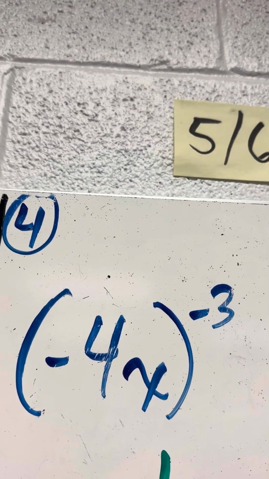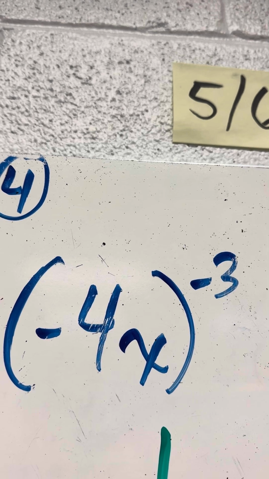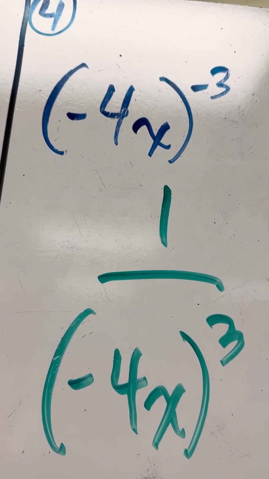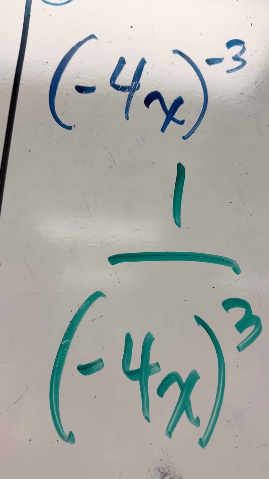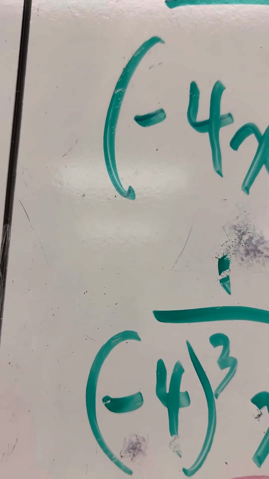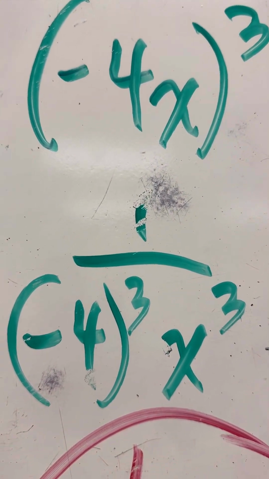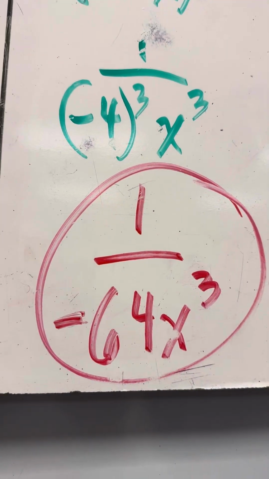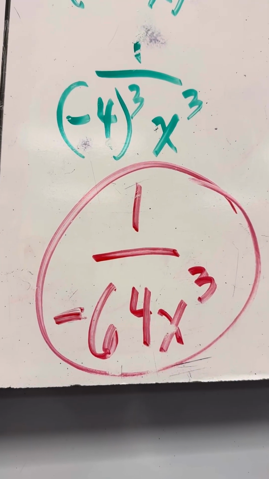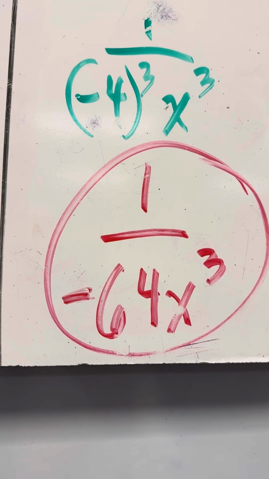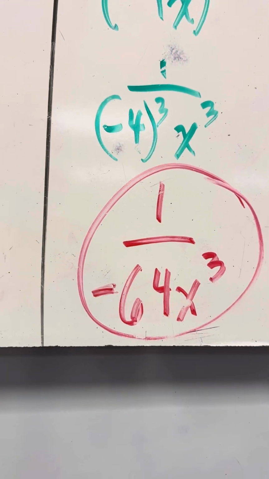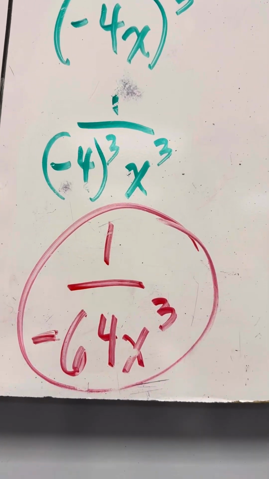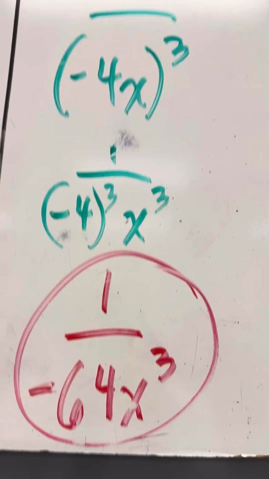Negative 4x to the negative 3rd power, the whole thing, 1 over negative 4x to the 3rd. So we're going to take negative 4 to the 3rd and x to the 3rd. Negative 4 to the 3rd power is negative 64. And x to the 3rd. So there's your answer: 1 over negative 64 x to the 3rd. It's okay to have negative numbers. We just don't want to have negative exponents.